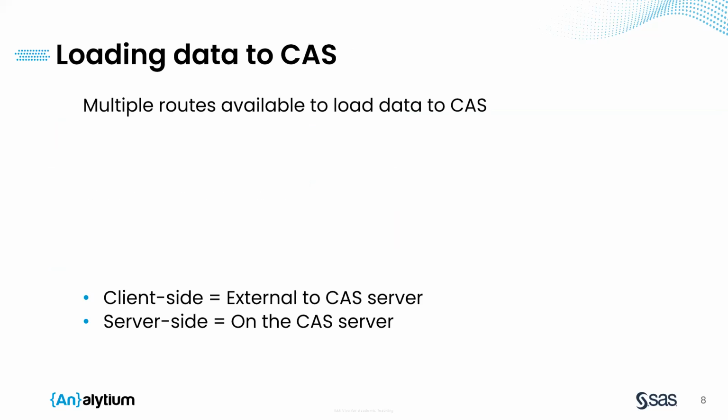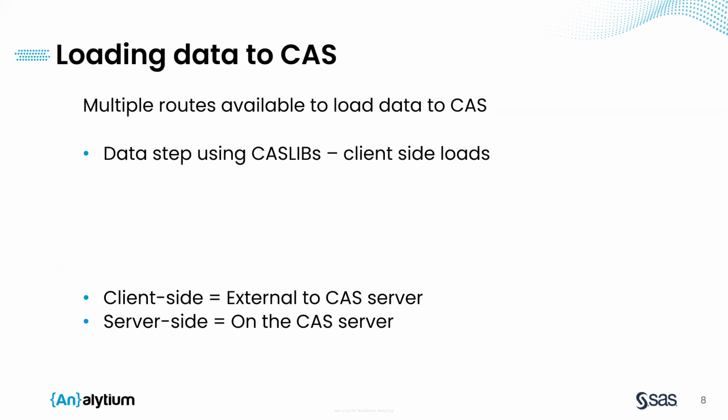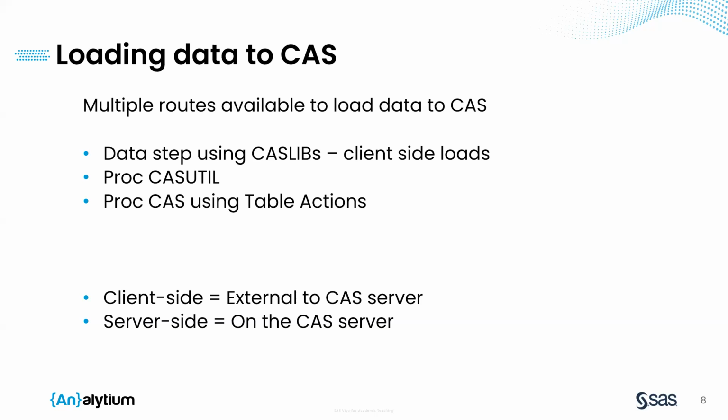There are multiple routes to load data into CAS. I think last time we looked at using the data step using a CAS lib. So you can link up a CAS lib to a libname, and we use that for client-side load, so it's loading from the client into the server side. PROC CASUTIL has various tools for loading the data. PROC CAS, which is what we're looking at today, uses the table actions, and within that you've got, as I mentioned, client side and server side, which are the different ways of looking at it. You'll see it referred to in the terminology.